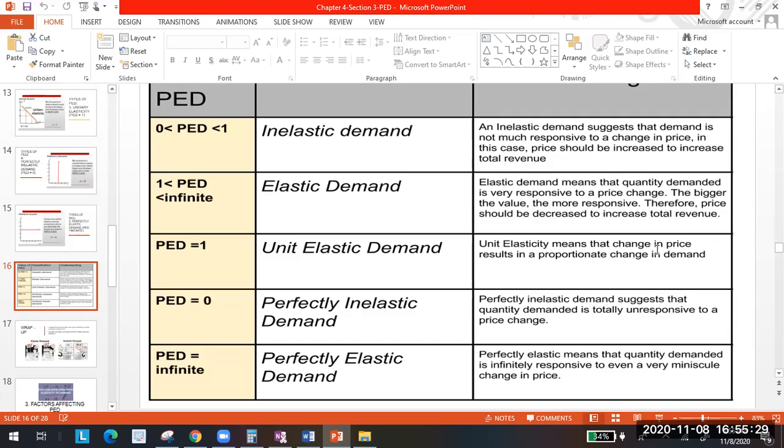Unit elasticity means that a change in price results in a proportionate change in demand, and perfectly inelastic demand suggests that quantity demanded is totally unresponsive to a price change, while perfectly elastic means that quantity demanded is infinitely responsive to even a very minuscule change in price.